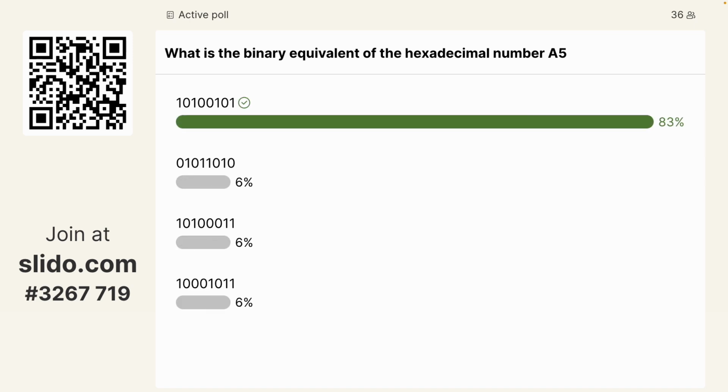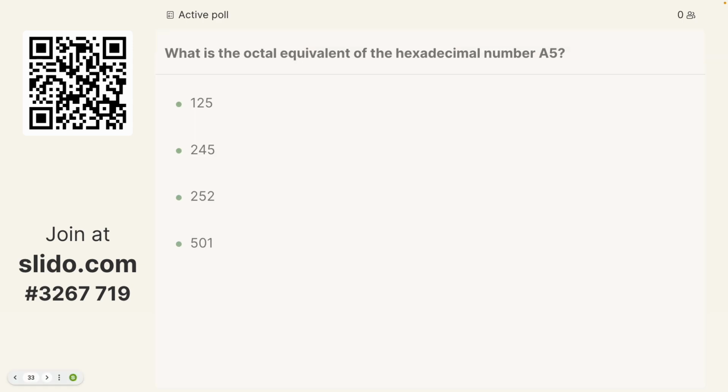Very good. So over 80% of the submissions chose the correct answer. Yes. So actually, this question is not that hard, okay? So you can directly convert A and 5 back to the binary representation. So how to represent 5 in binary? The only answer is 0, 1, 0, 1. So this is the correct answer.